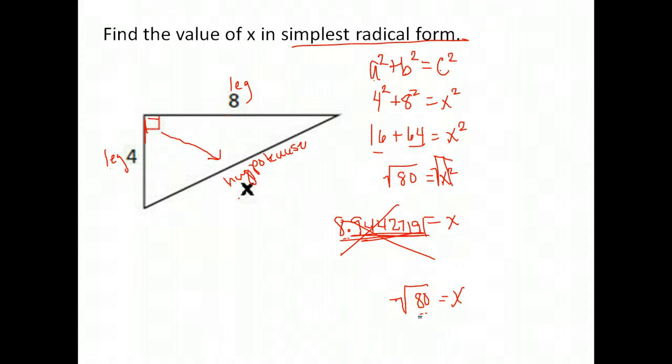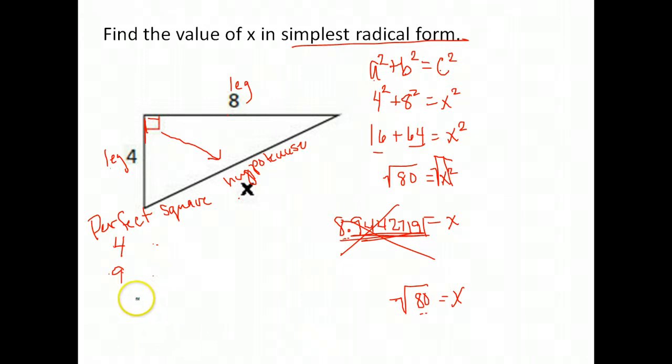So looking at 80, perfect squares are numbers like 4, which is a perfect square because the square root of 4 is a whole number, 2. The next one would be 9. And so this is what you're looking for when you're trying to simplify and put it in simplest radical form, a number that's a perfect square that would divide evenly into it. So 4, the square root is 2, 9, the square root is 3.